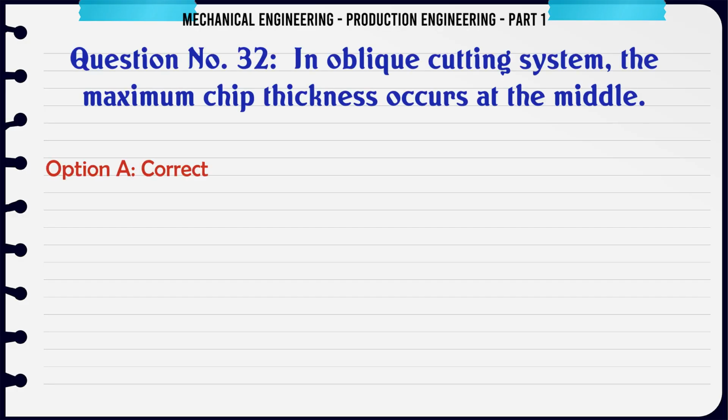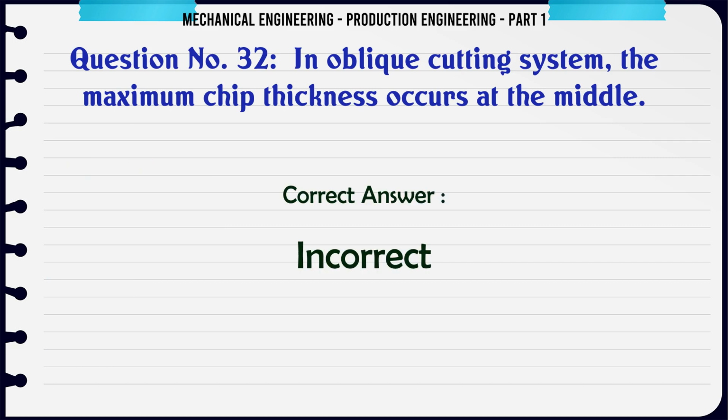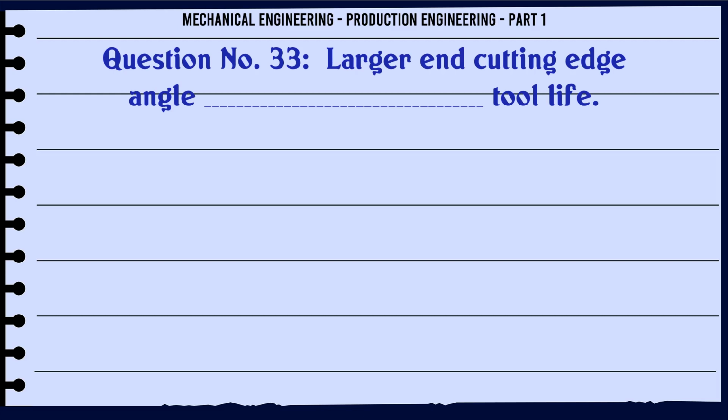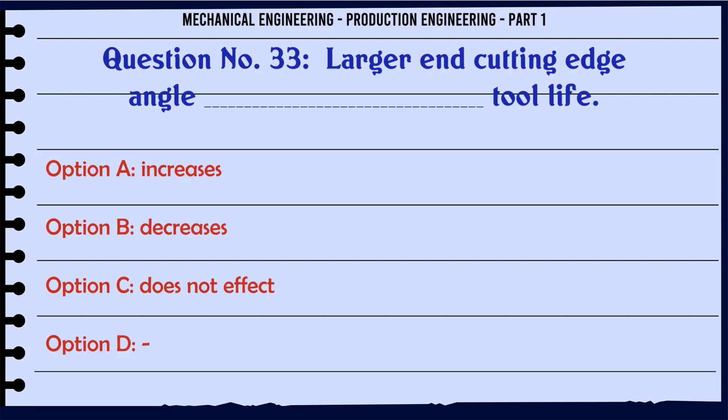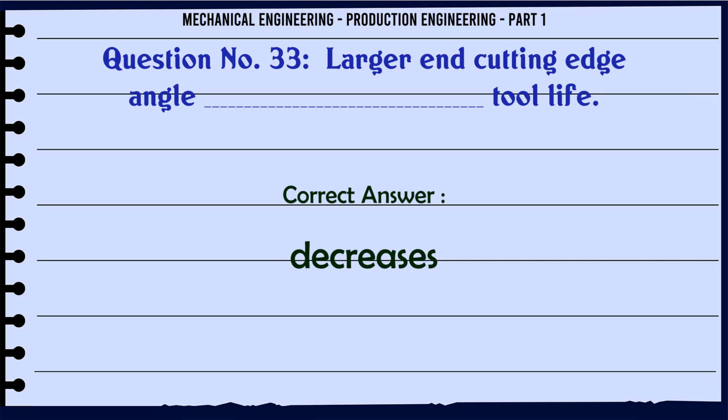In oblique cutting system, the maximum chip thickness occurs at the middle. A, correct; B, incorrect. The correct answer is incorrect. Larger end cutting edge angle tool life: A, increases; B, decreases; C, does not affect. The correct answer is decreases.